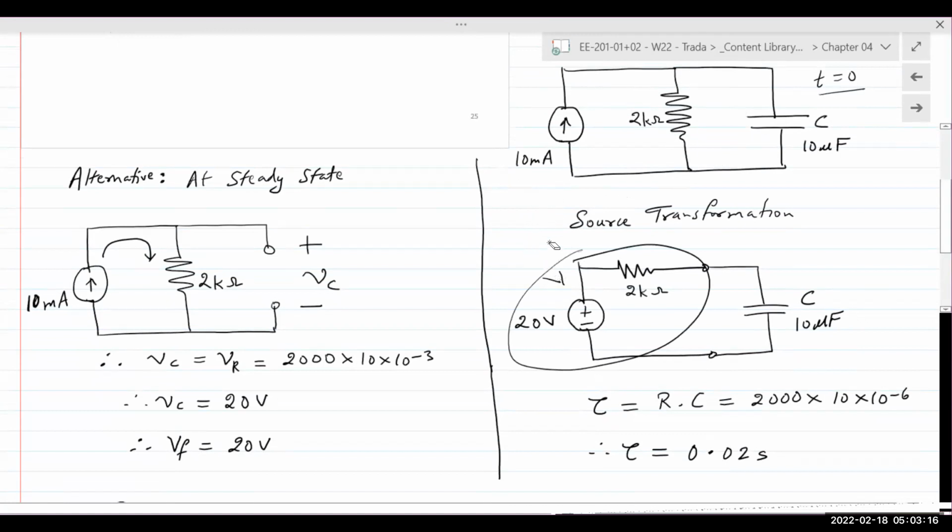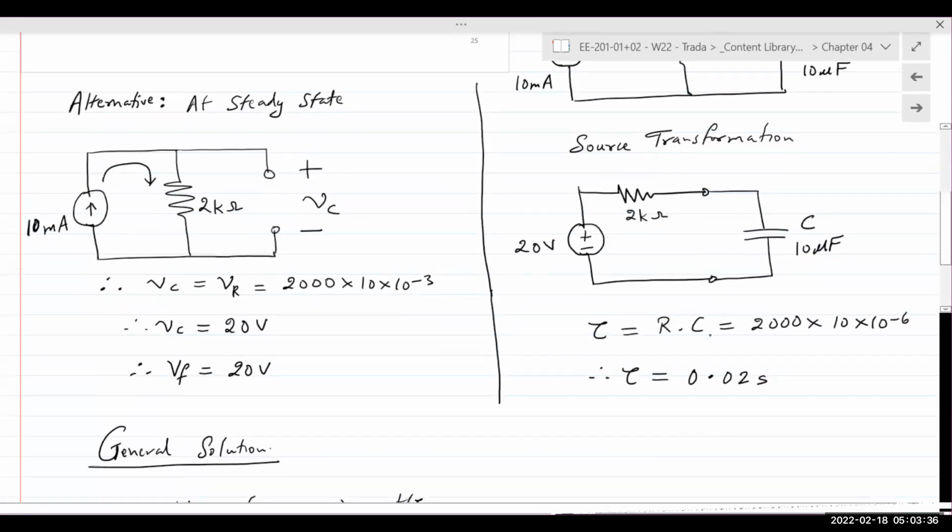Think back to chapter 2, source transformation. So the resistor remains the same. The voltage is now given by Ohm's law, so 10 milliamps times 2 kilo ohms, which is 20 volts. The capacitor starts charging. The time constant of the capacitor, tau, is R times C, 0.02 seconds. And the final value of the voltage, VF, is equal to the source voltage, 20 volts.